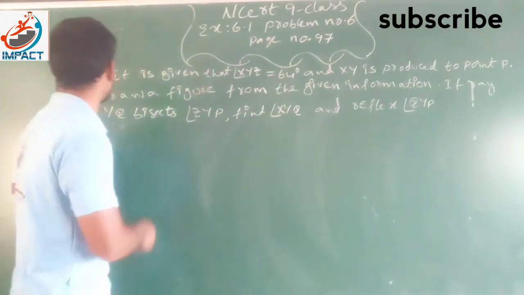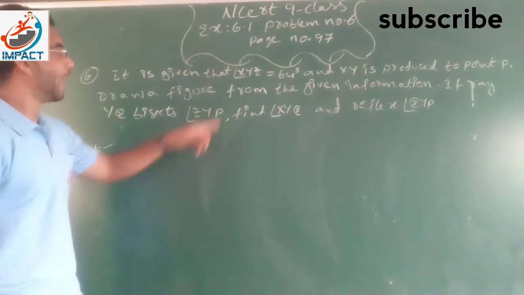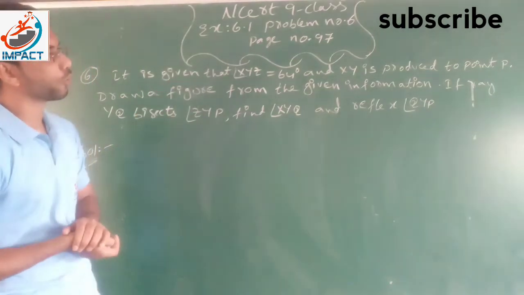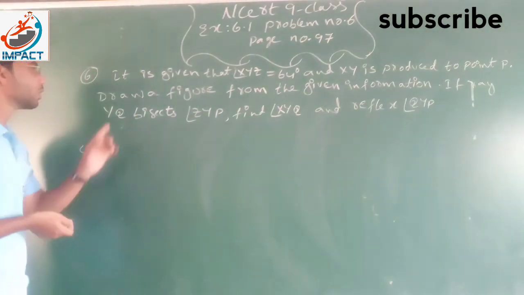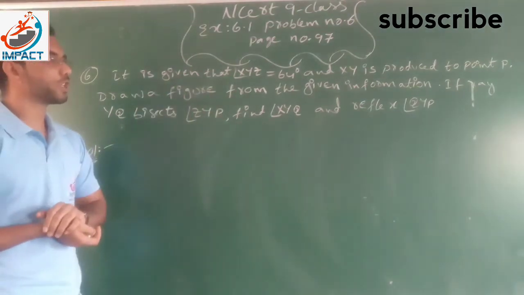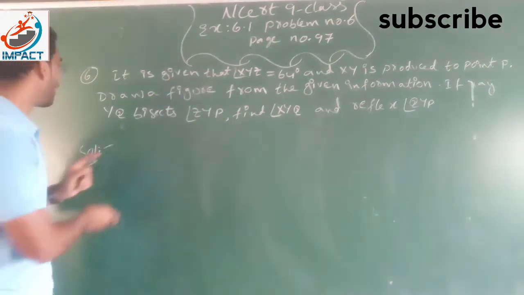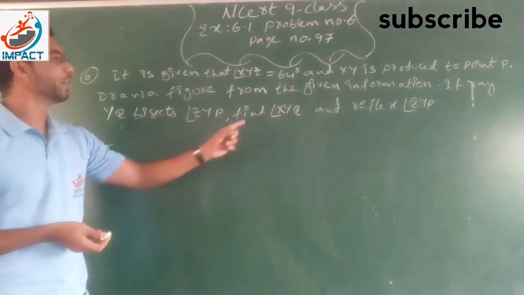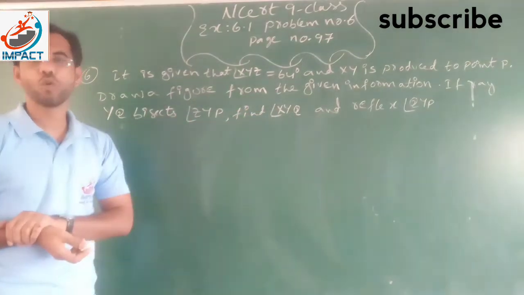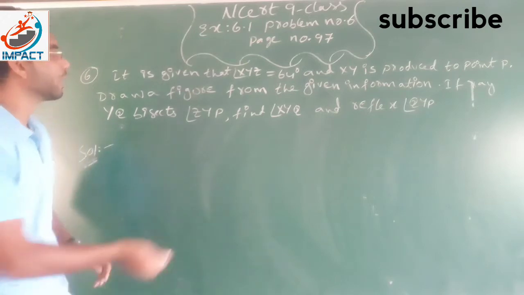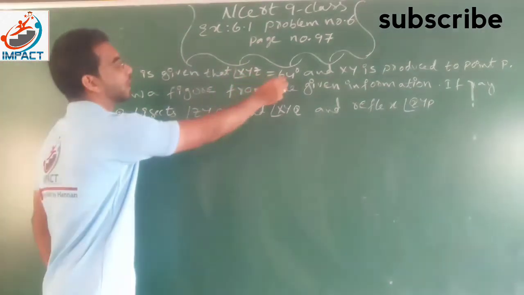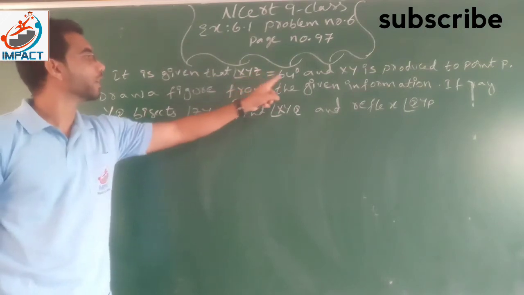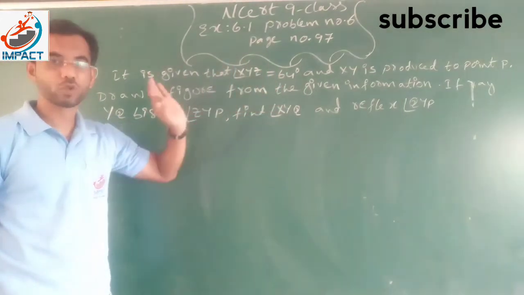In the question it is saying that it is given that angle XYZ is equal to 64 degrees and XY is produced to point P. Draw a figure from the given information. If ray YQ bisects angle ZYP, find XYQ and reflex QYP. See, which one is the middle one we will take; the middle angle is XYZ, which is 64 degrees.